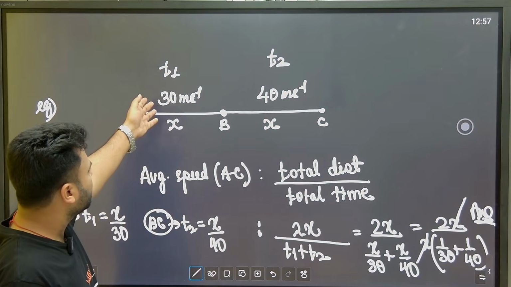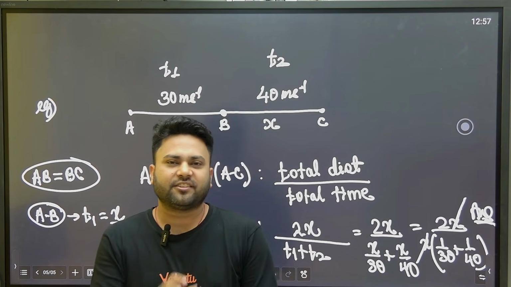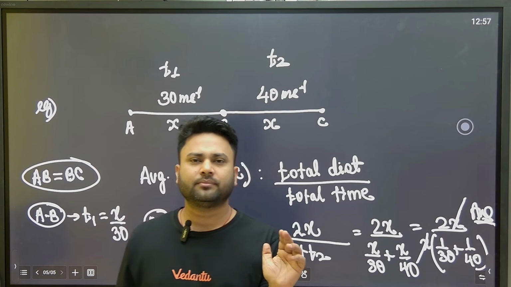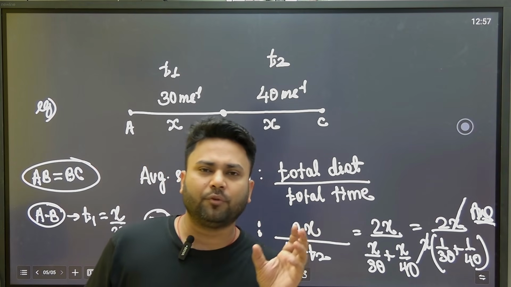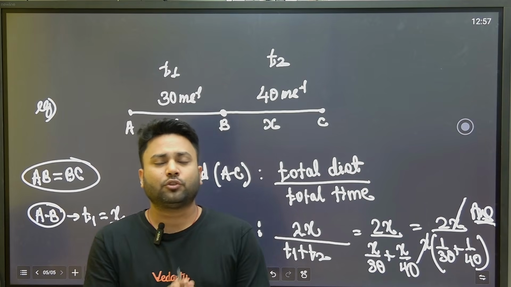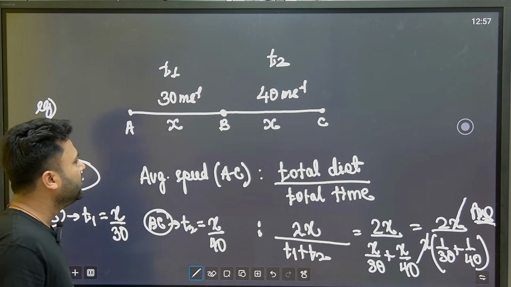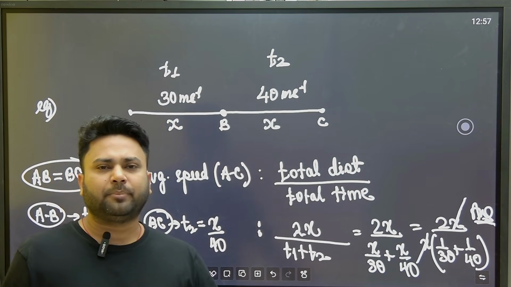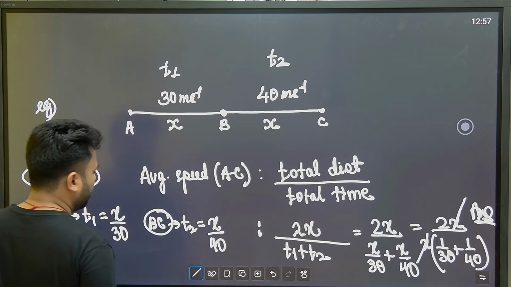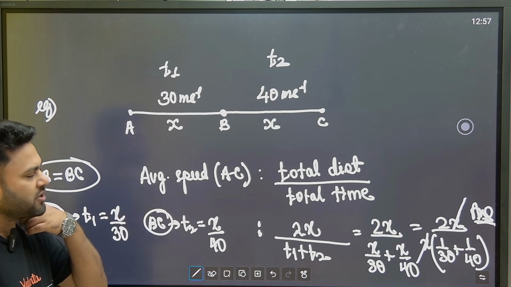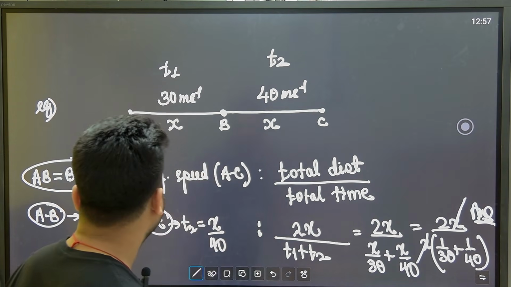So this will be our answer, average speed. Some students, what they do, 30 plus 40 divided by 2, average. What they have learned, average, 30 plus 40 by 2. No. If they ask average speed or average velocity, go with the formula. Average speed is total distance by total time, like here we did. So this is the concept of average speed. Correct? So this is very important. These kinds of questions, they repeat a lot. Okay.